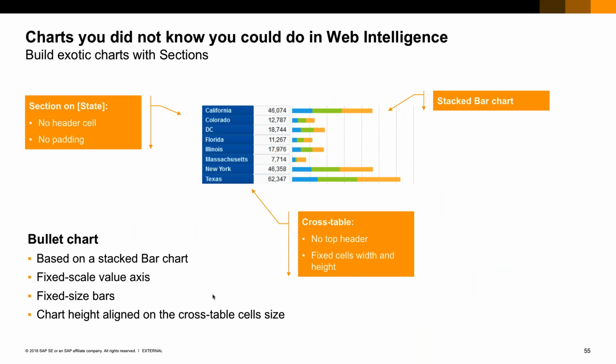Another one, and that's the last one I'm going to show you today, is a bullet chart next to a table. For this one, we're using several Web Intelligence elements. We have, first of all, a cross table, like you can see here on the left-hand side, where we have no top header and a fixed cell width and height, so that it's helpful for the bar chart that we are going to use next to it.